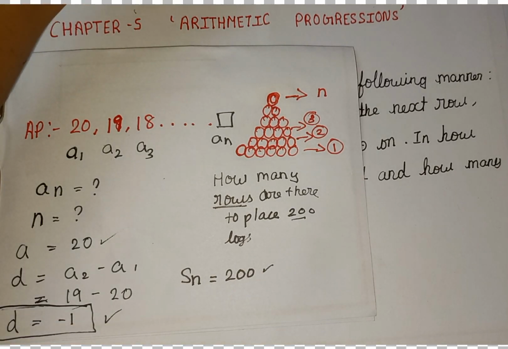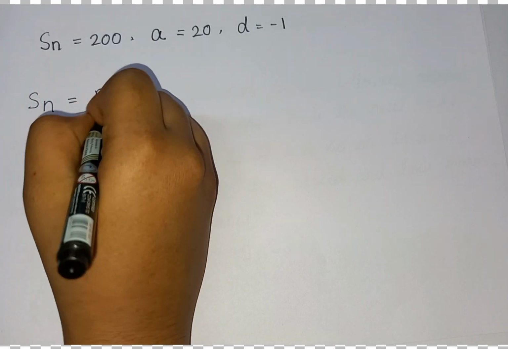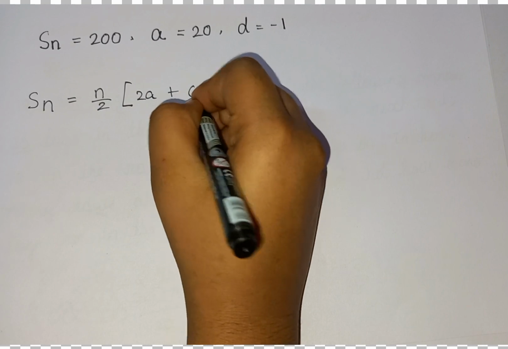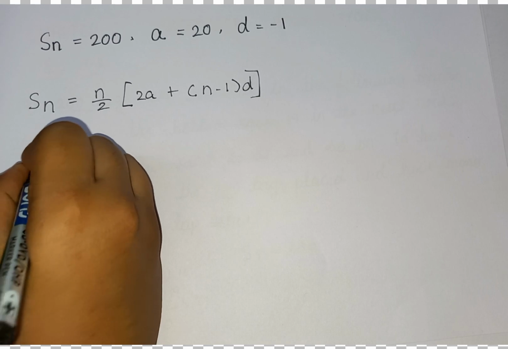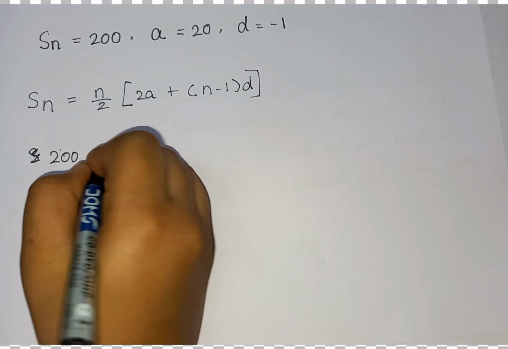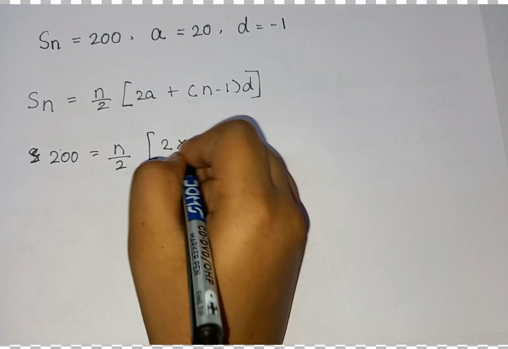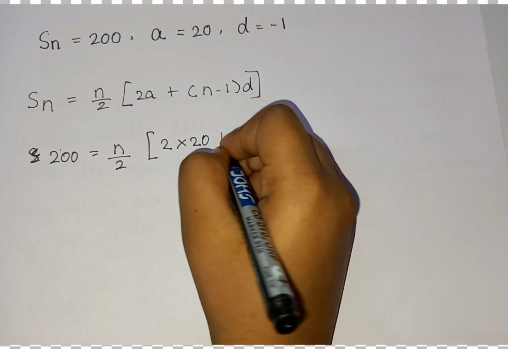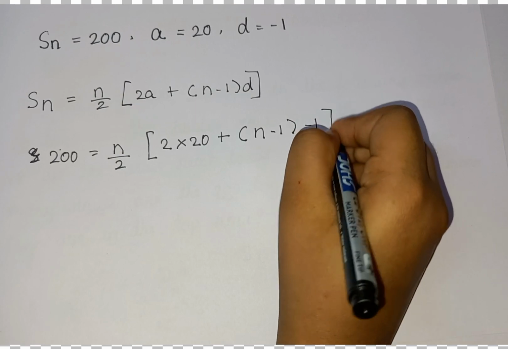So now which formula are we supposed to apply? Think guys, we are supposed to apply the Sn formula, because we have Sn, right? So let us apply the Sn formula. Sn is equal to n by 2 into 2a plus n minus 1 into d, and close the bracket. Here the Sn value is 200 and we don't know n, it is in question mark. Then we have 2 into 20, because the a value is 20, and then plus n minus 1, so let us write it as it is. d is minus 1.